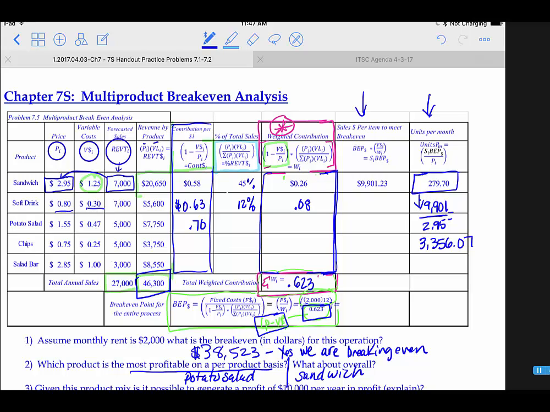So let me write that out. So if we want to convert that over to sandwiches in a month, we just take our 3,356 and divide that by 12, because before it was all annual. And when we divide that by 12, we get 279.63, or about 280 sandwiches sold per month. Sandwiches sold per month there.